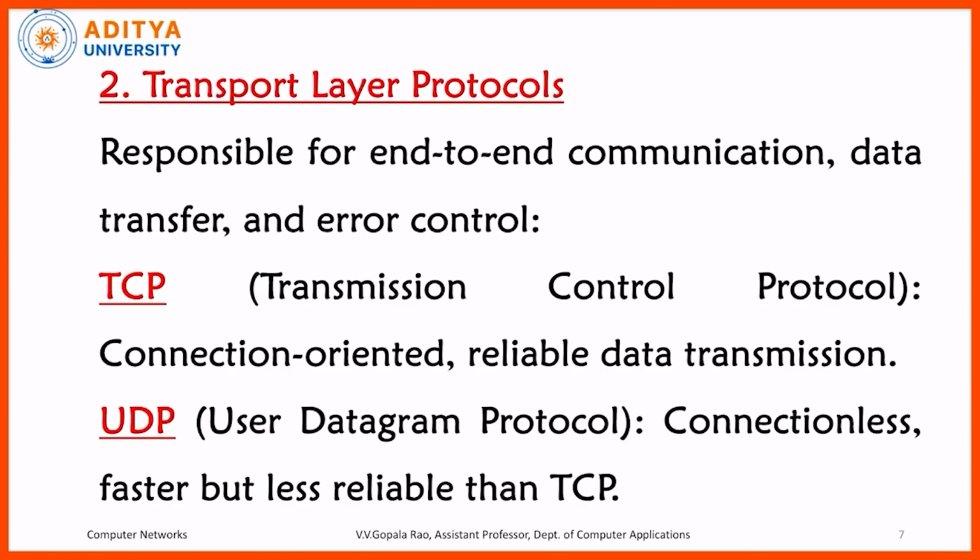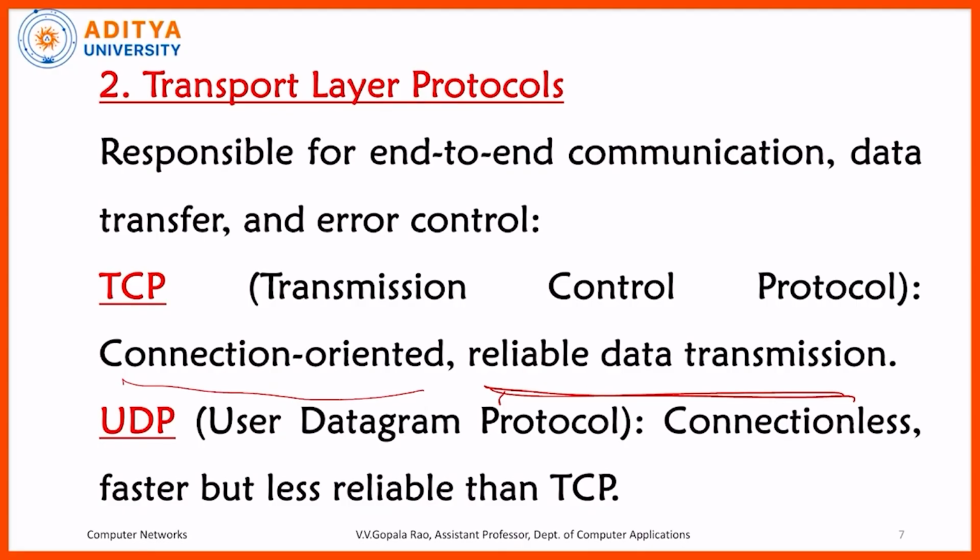In this, you are finding two important protocols. The first is TCP, Transmission Control Protocol, for connection-oriented and reliable data transmission. The very important words are connection-oriented and also reliable. Why do you say that it is reliable? Once you are familiar with connection-oriented, you can understand why it is called reliable data transmission.